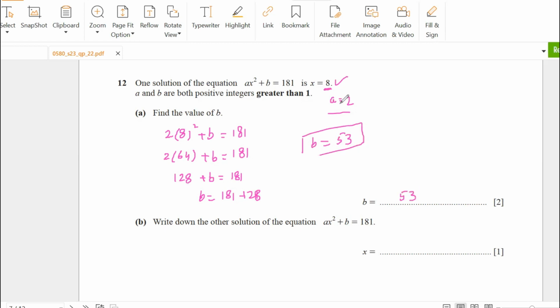If you choose greater than 1, that means you can think about 3 also, but in this situation you will find a negative value of b. So that is not possible. It is possible only when a is 2.